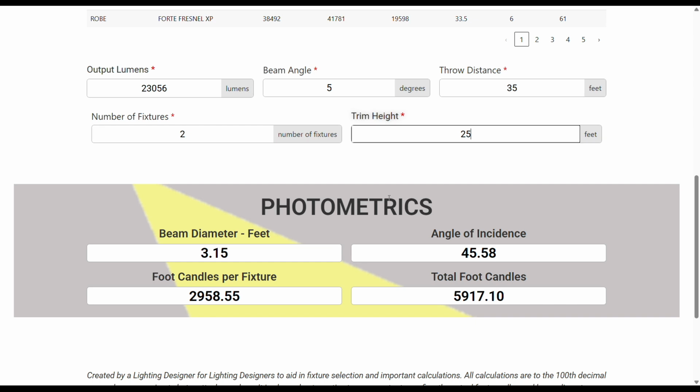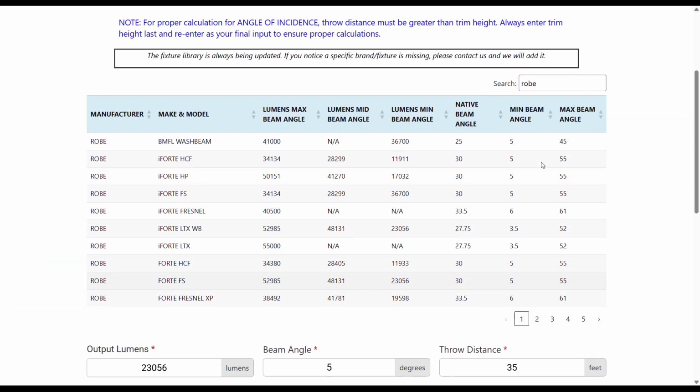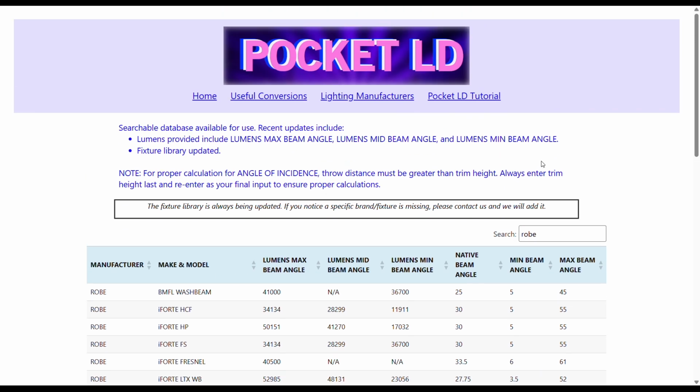Notice the beam diameter has changed. The foot candles per fixture and total foot candles have changed. But the angle of incidence has remained the same because we did not adjust the throw distance or the trim height. This is how you come up with foot candles with different beam angles for Pocket LD.